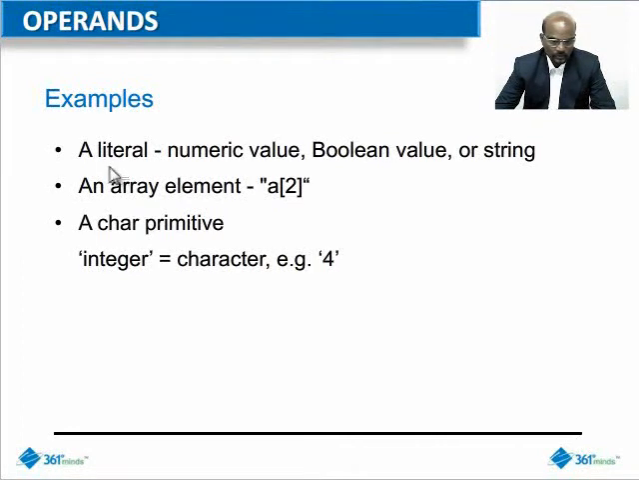And examples of operands, as I told you, are a literal numerical value, or maybe an array that is initialized, as you see in the slide, it is A with the brackets and you have a 2, which means the size of the array is 2, or a char primitive. For example, in this example there is an integer in single quotes, which means that this integer is now seen as a character by the compiler. So when I give 4 in single quotes, this 4 is not an integer, but on the other hand it is a character.